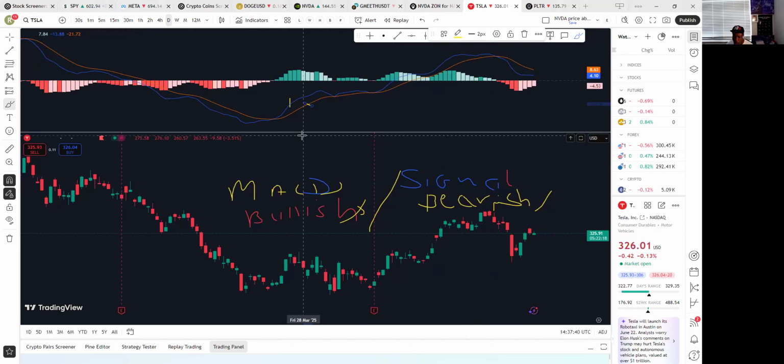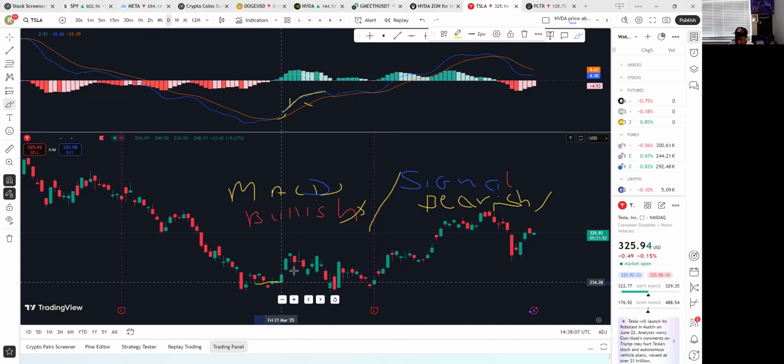So whenever the blue line is above, you see it's green here. That means the stock is bullish. And now you see the stock has been bullish. Let me just move it for you. You can see the stock has been going bullish all the way here because the blue line, which is the MACD line, is still above.